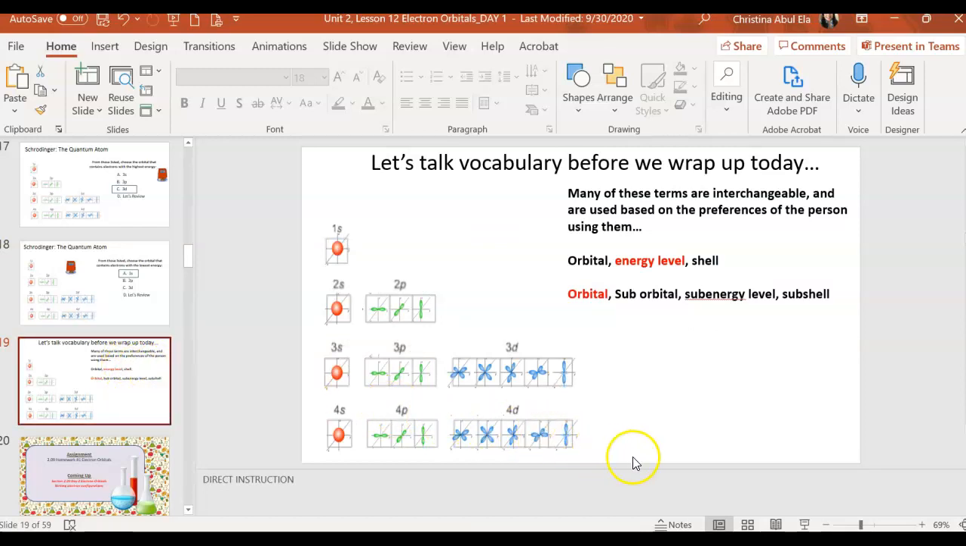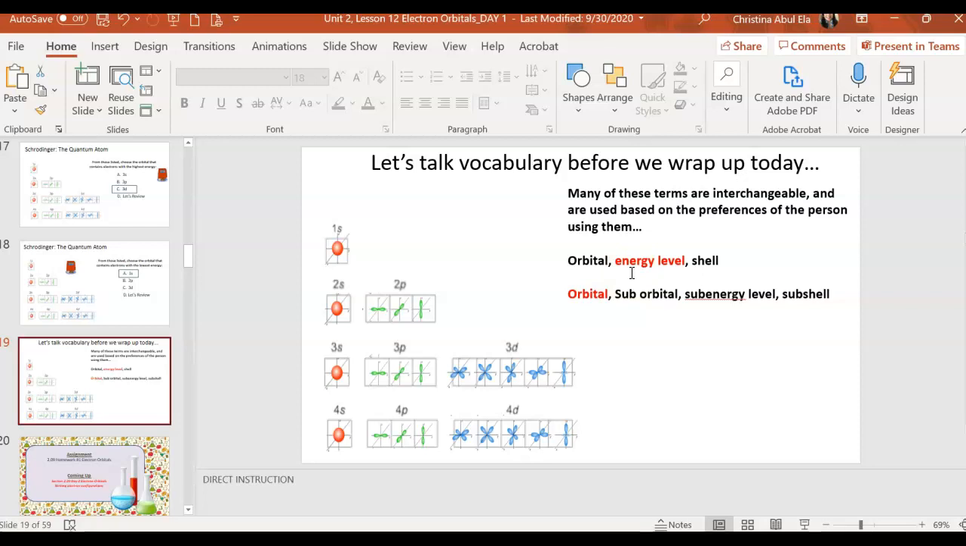Vocabulary. We mentioned this the other day, but I thought I would mention it again, that we have a lot of ways to name an orbital. There are several words that are interchangeable. So we have orbital, energy level, shell. And so I could call each row an energy level, or I could call each row an orbital, or I could call each row a shell, right? They're interchangeable. I highlighted energy level because that's the term I tend to use when I'm referring to a whole row.